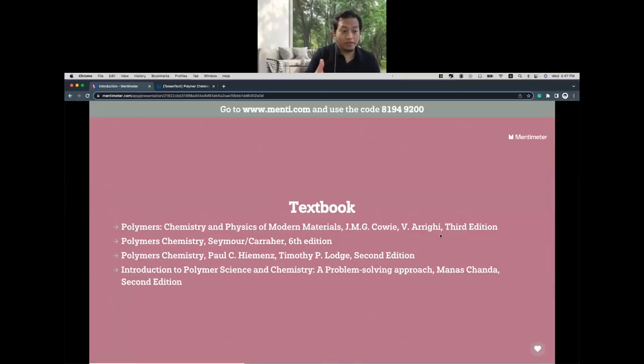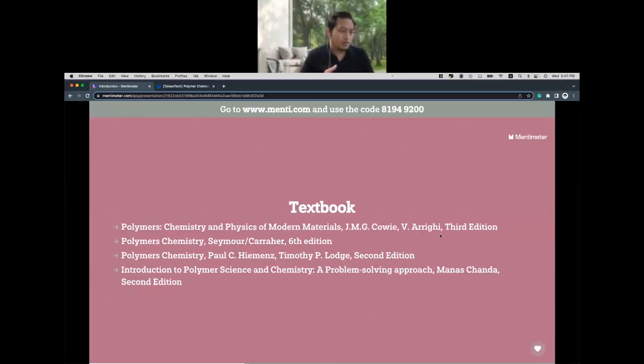But I will also pick some content from the other textbooks as well, especially the second one and the third one. The second one is Seymour and Carraher, the sixth edition. It's quite thick, with a lot of content, but it gives you detailed information. For example, they give you a summary of which method you are going to have in your basic chemistry, and they already summarized it in the book, so it's really helpful.